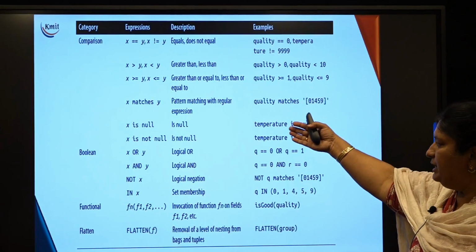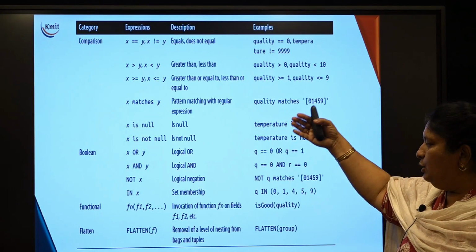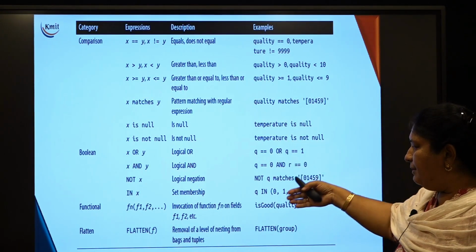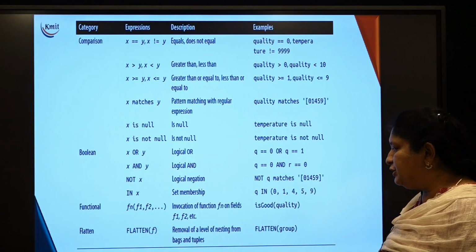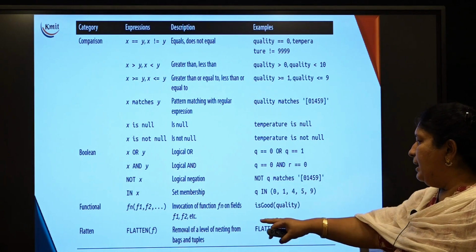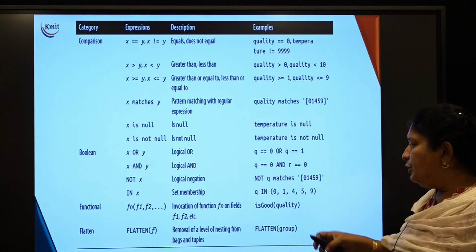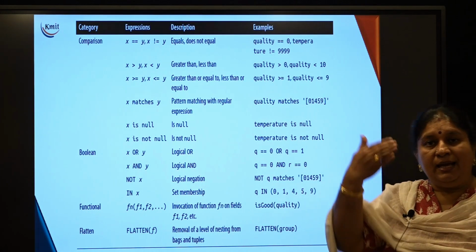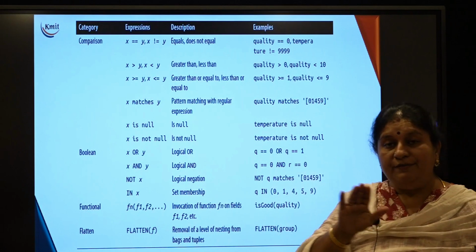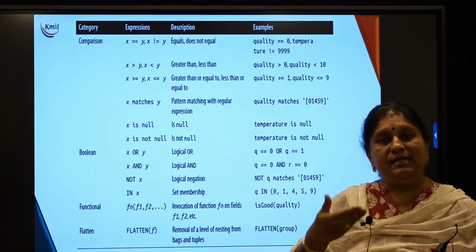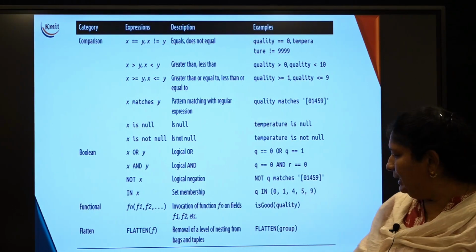So we have comparison with relational operators, Boolean operators are there, and functions, how do we call them? Functions with passing parameters. And how do we flatten? What do you mean by flatten? Say for example, I have a nested bag. How do I flatten that? How do I remove the nesting? That is called flattening.